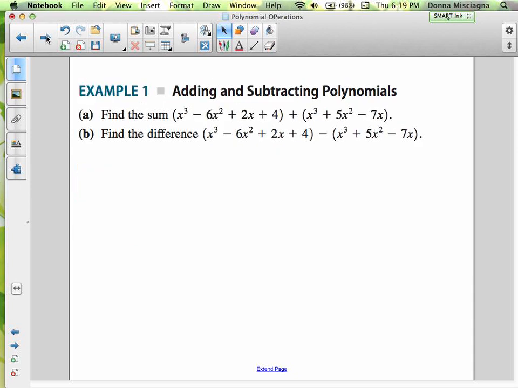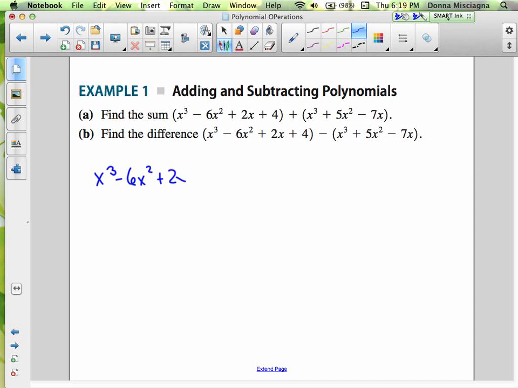All right, these two are both in your notes. I just did 2 examples because I think that's enough because this is a review. Find the sum: x cubed minus 6x squared plus 2x plus 4. Notice I have parentheses, but if I'm adding, I can drop those parentheses. So I'm going to go right ahead on the first step and just drop the parentheses. Plus x cubed plus 5x squared minus 7x.